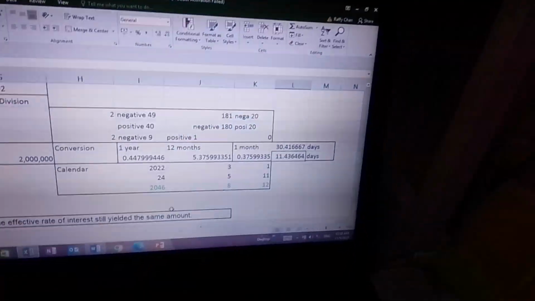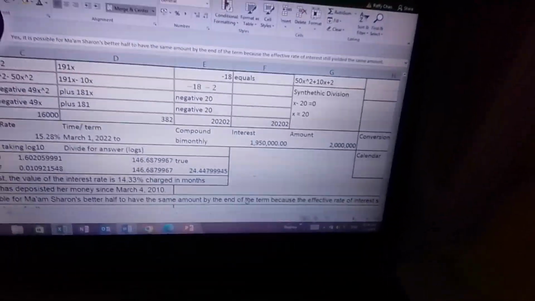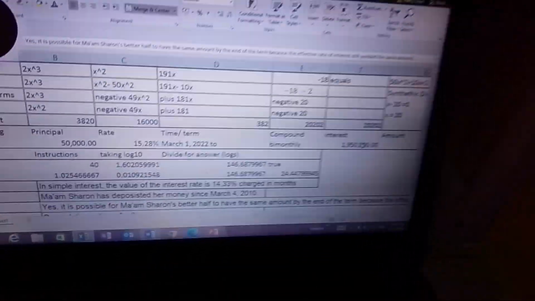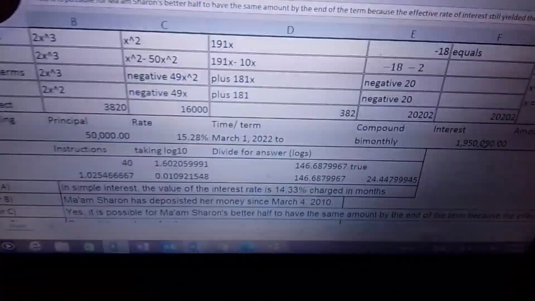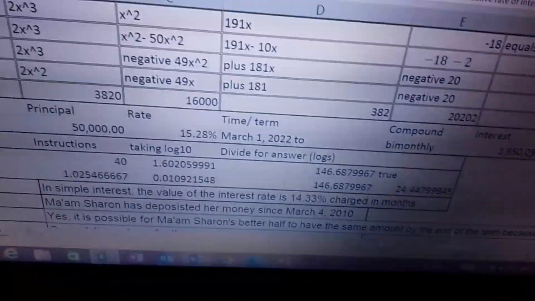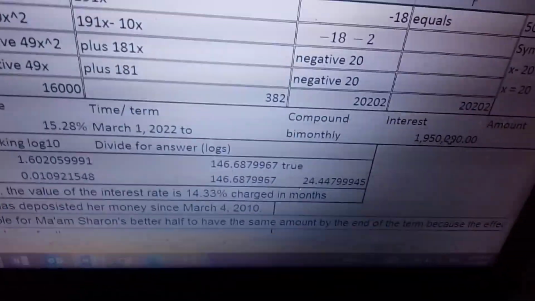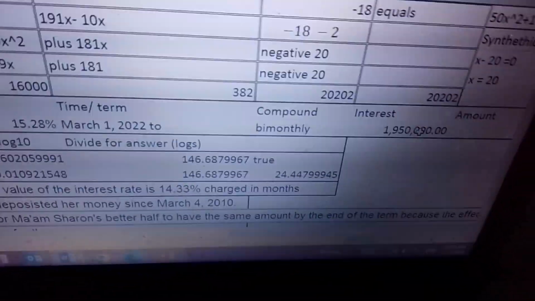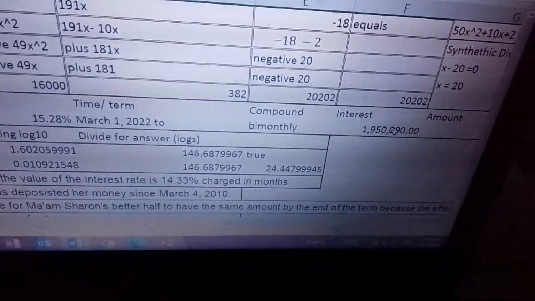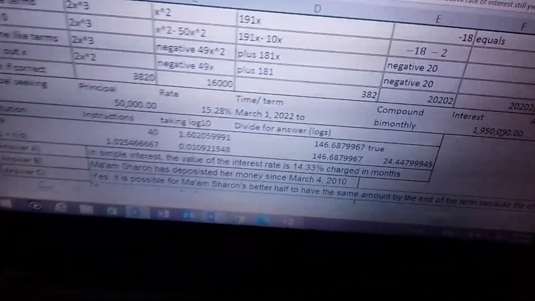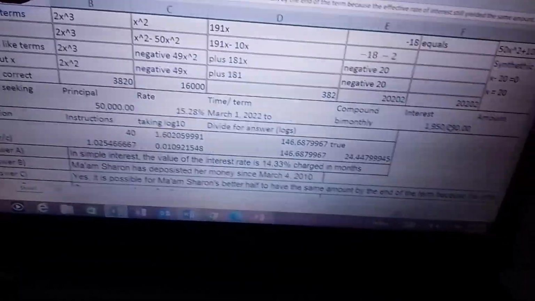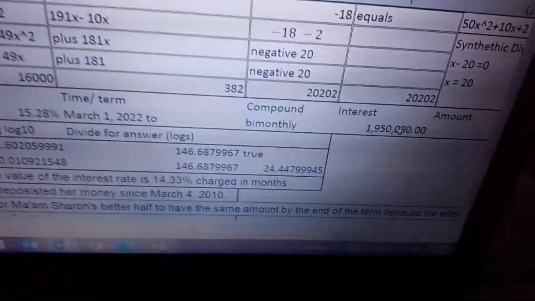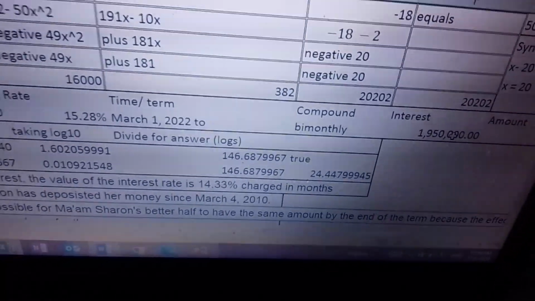And if you might be asking me regarding about the answers, ito na lahat yung mga answers tungkol sa sagot. Yan. Here are the answers in letter A. Diba sa letter A, it talks about simple interest. Magkano yung interest rate? The interest rate is 14.33% charged in months. And it's per month. Letter B, diba you remember asked, since when has Ma'am Sharon deposited her money? And the answer is since March 4, 2010.